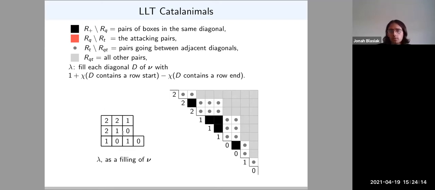All right, so what is this filling? Well, first of all, it's constant on diagonals. And then on each diagonal, we take plus 1 if the diagonal contains the first box in a row, and minus 1 if the diagonal contains the last box in a row. So this main diagonal here contains the first box in a row and the last box in a row. So those cancel out, and we just get this original 1 here. On the other hand, this next diagonal here does not contain the first box in a row, but it does contain the last box in a row. So we get 1, 0, minus 1, a total of 0 on this diagonal. So that's the recipe for the weight.